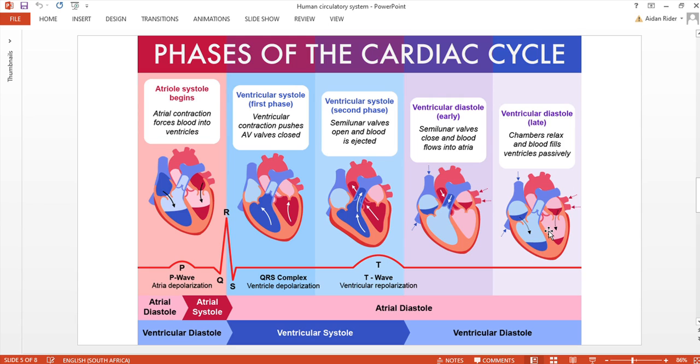The phases where the heart is actually working are these three phases, where the blood is being pushed from the atriums into the ventricles, and then in the ventricles pressure is building up, and then everything is pushed out of the ventricles.